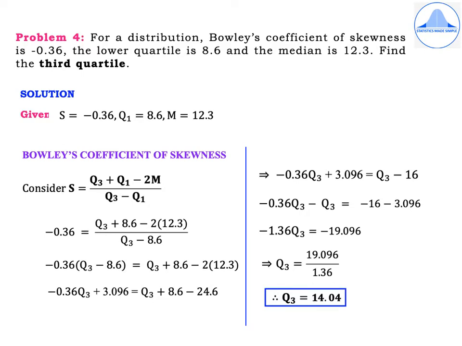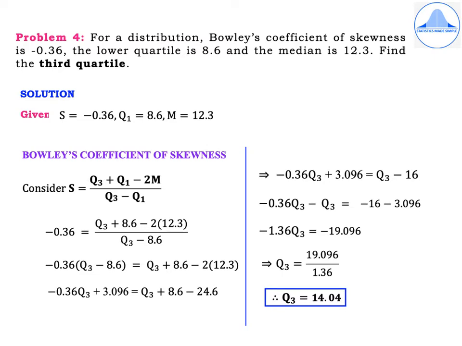For a distribution, Bowley's coefficient of skewness is minus 0.36. The lower quartile is 8.6 and the median is 12.3. Find the third quartile. Starting with the solution, write given S is equal to minus 0.36. Then Q1, that is the lower quartile, is 8.6 and the median, so M is equal to 12.3.